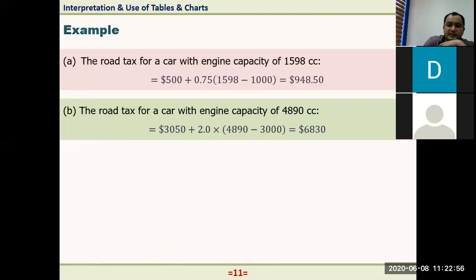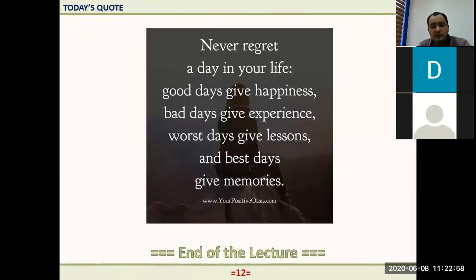All right, guys, that's all. The last one is never regret a day in your life. Good days give happiness, bad days give experience. Let's not say bad days, maybe hard days or sad days, or worst days give lessons and best days give memories. That is today's quote. I'll just finish this part.